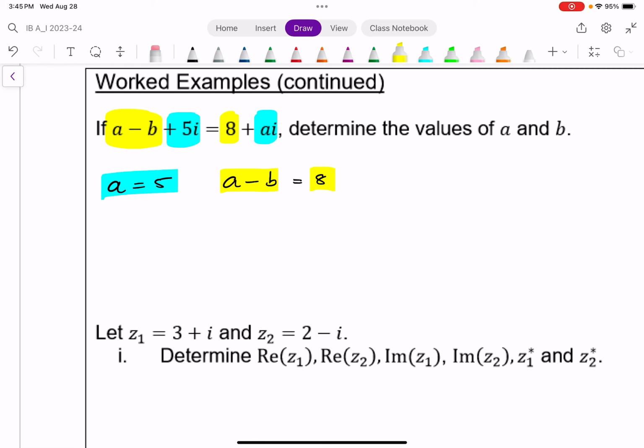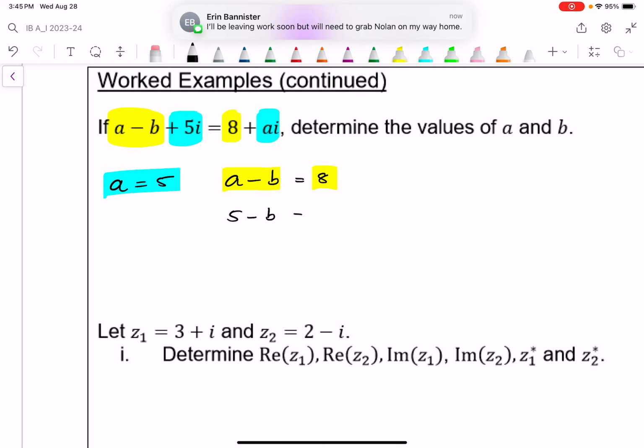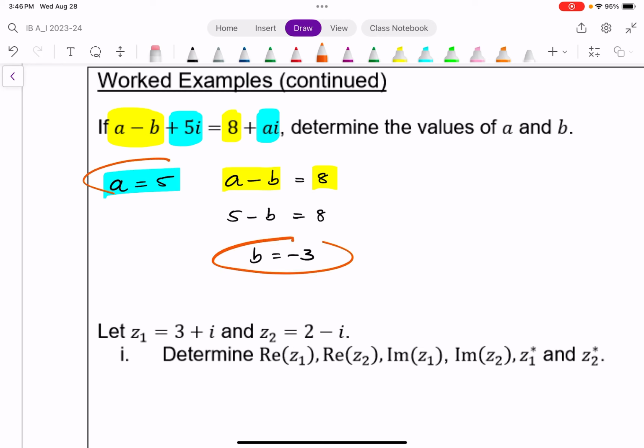But keep in mind, I know that a is 5, and so I get 5 minus b equals 8, which means b must equal negative 3. Because again, the imaginary parts and the real parts are different number systems. They cannot be combined, and so this ends up being a pretty quick question, which kind of leads into this next part.